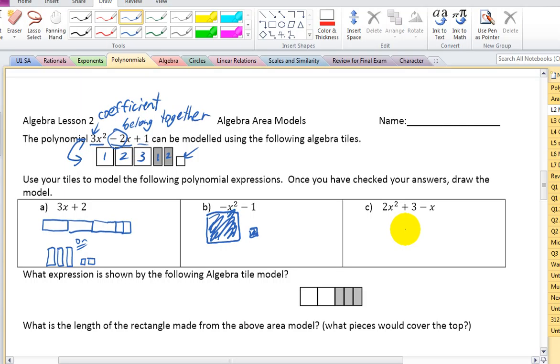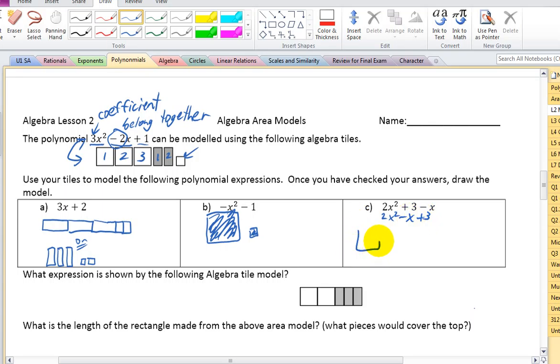Taylor, what do you think? Wouldn't the plus 3 go at the end? Yeah, exactly. This is a degree 2 term, a degree 0 term, then a degree 1 term when you look at the exponents. That's not a proper order. So it's better to go 2x squared minus x plus 3. Okay?